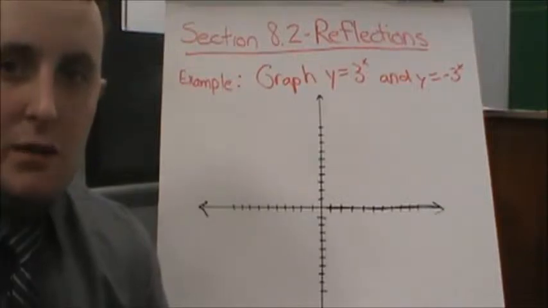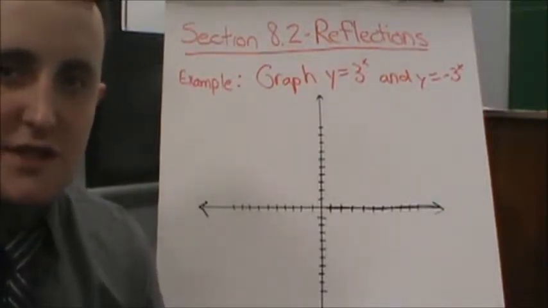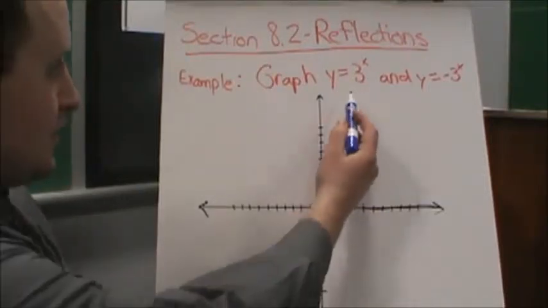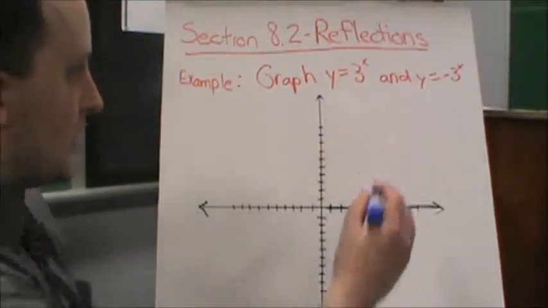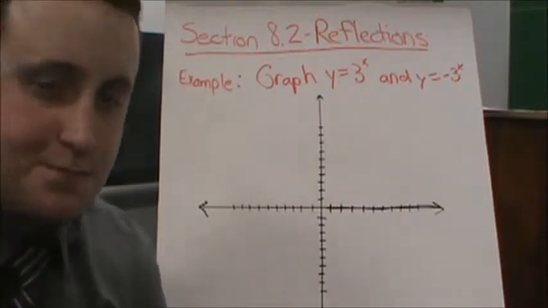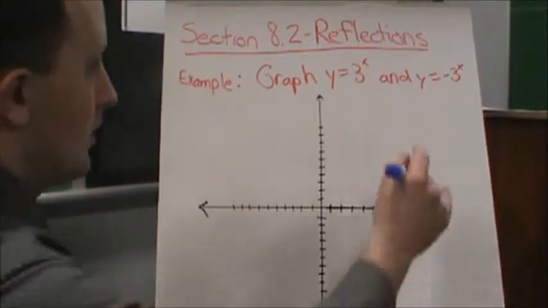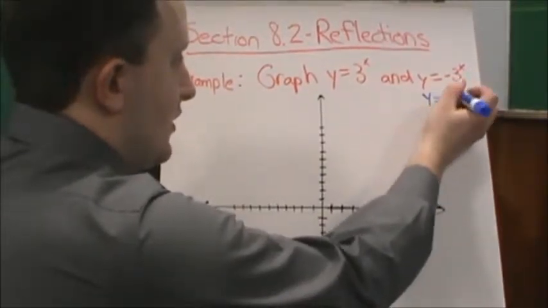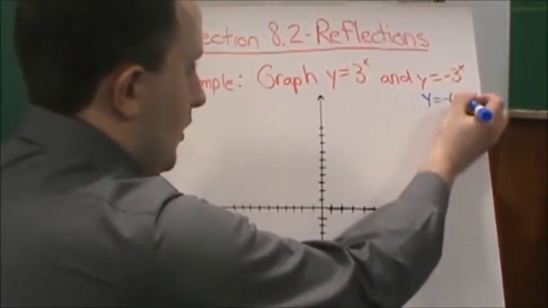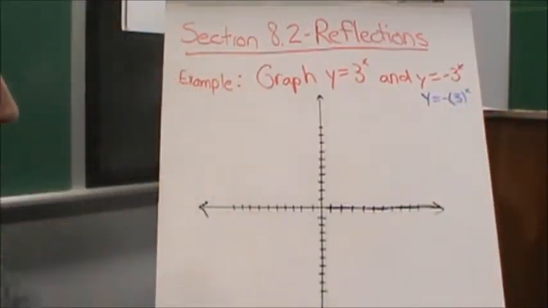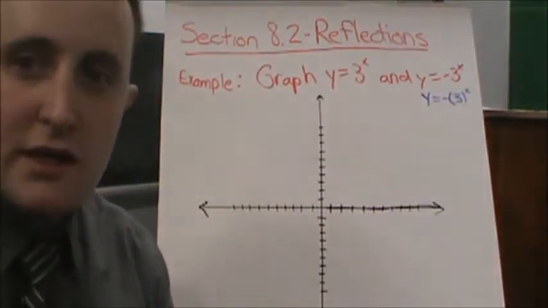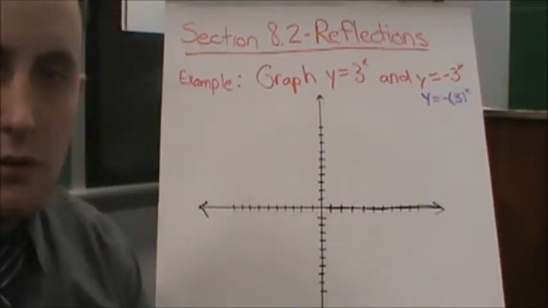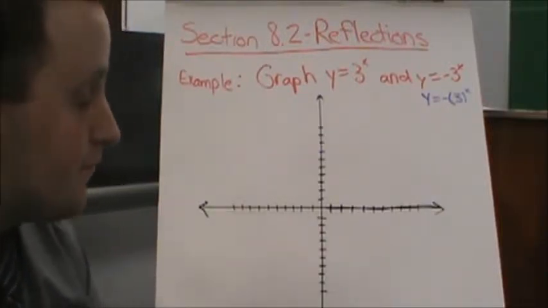This is the start of section 8.2, Reflections and Translations of Exponential Functions. Start off, we're going to graph these two equations, y equals 3 to the x and y equals negative 3 to the x. If you want to think about this y equals negative 3 to the x, you can actually think about it as y equals negative quantity 3 to the x. That negative really isn't being applied to the 3, it's being applied to the 3 to the x power. The negative will just make that whole number negative.